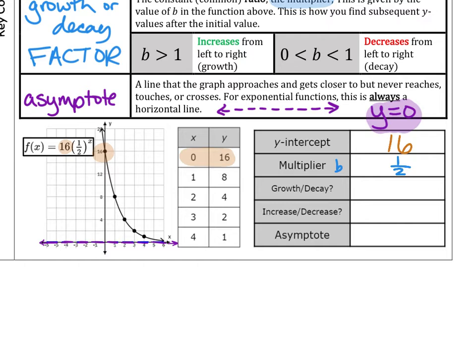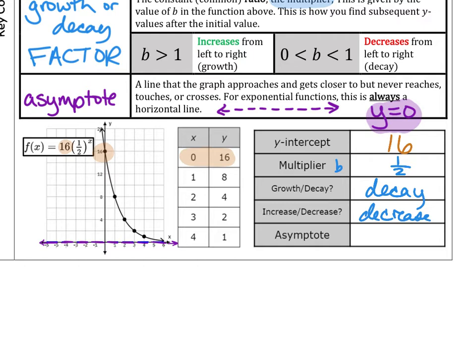Now, based on this graph, is this graph going down or going up? So would that be a growth graph or a decay graph? Decay, yeah. Growth means it's going to go up. Decay is the word that we're going to start using to talk about graphs that decrease. So decay and decrease will always go together. Growth and increase will always go together.